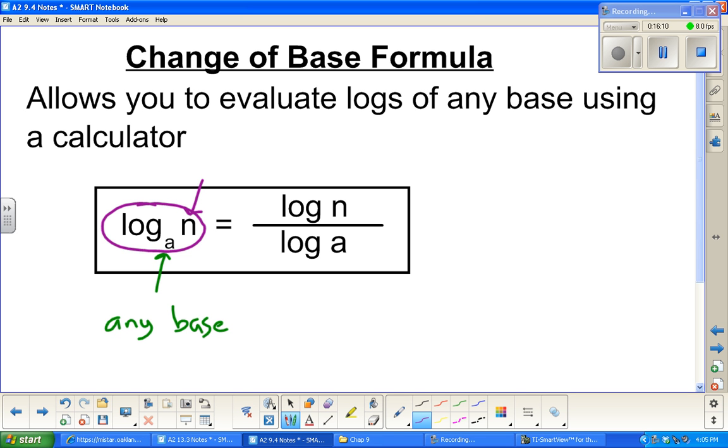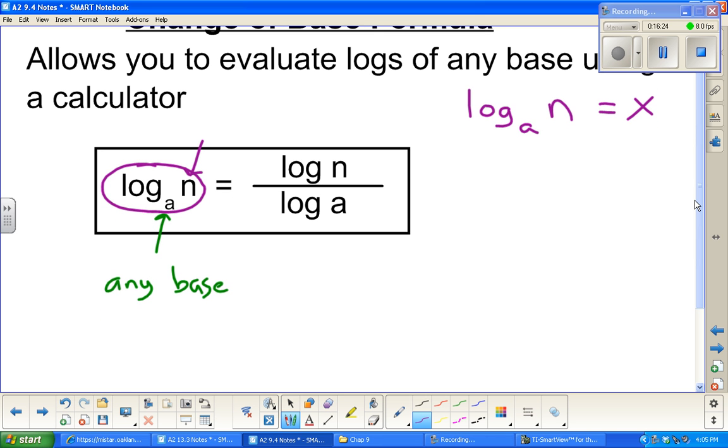Just a real quick proof, or just kind of see what's going on. Let's say we have this and the base is not 10, and we want to know what this equals. So we're going to set it equal to x. Again, this is just behind the scenes why this works. If we switch it to exponent form, doesn't exponent form say that a to the x power has to equal n? That's just switching forms.